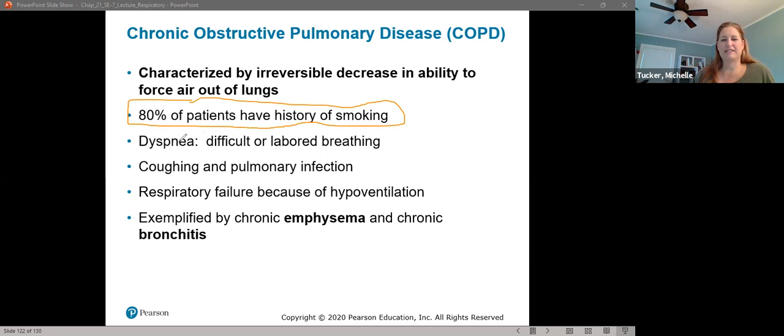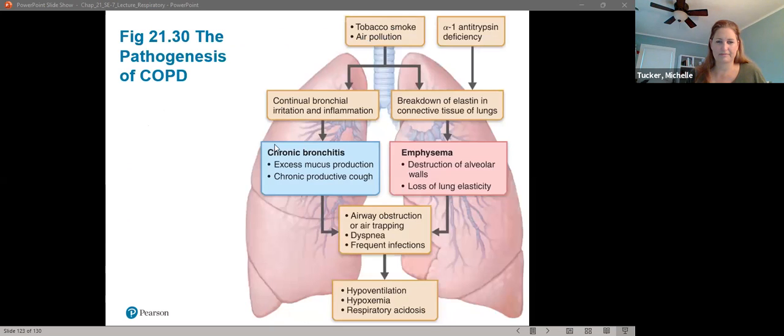Dyspnea is defined as difficult or labored breathing. It's being essentially short of breath, and it results in coughing, pulmonary infection, and hypoventilation due to different pathways. This is a nice diagram that talks about the pathways of chronic obstructive pulmonary disease.